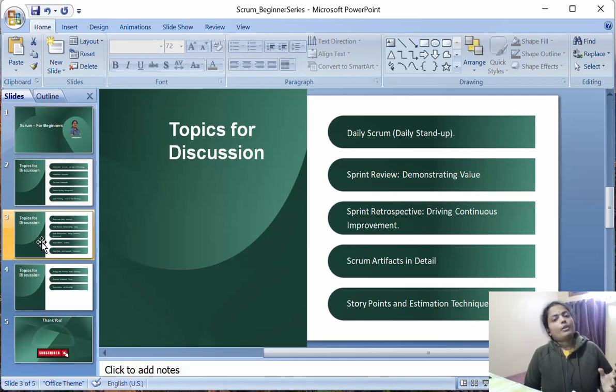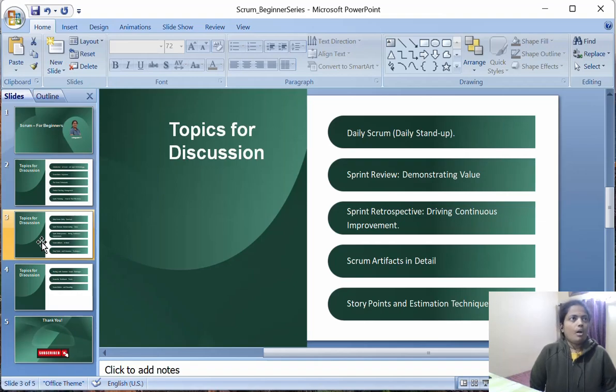The next one is sprint retrospective, which is my personal favorite because it always gives us the opportunity to learn and improve. So what are the things we have learned and how we can improve, that also in a continuous fashion. So what is all about sprint retrospective?